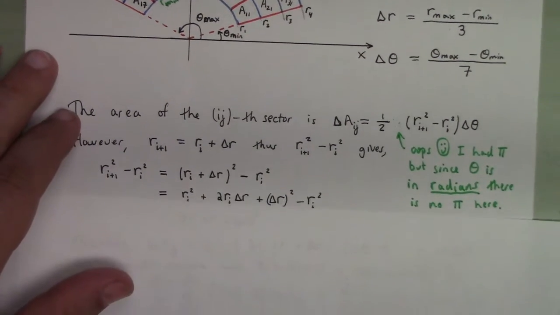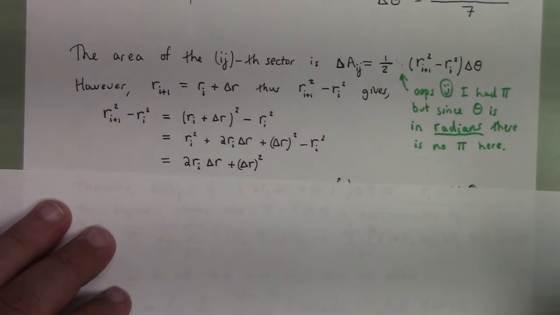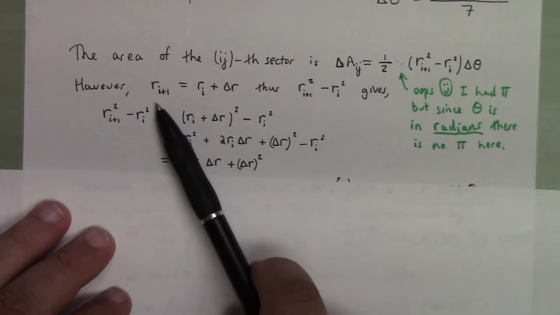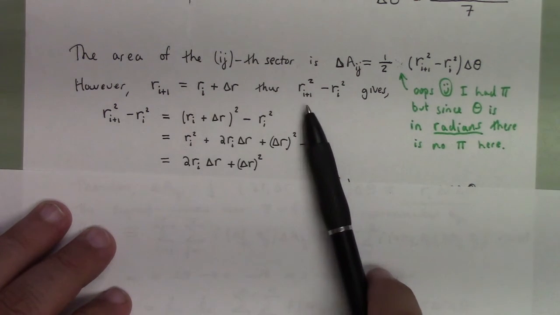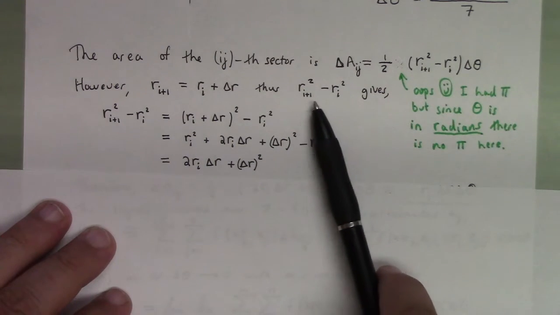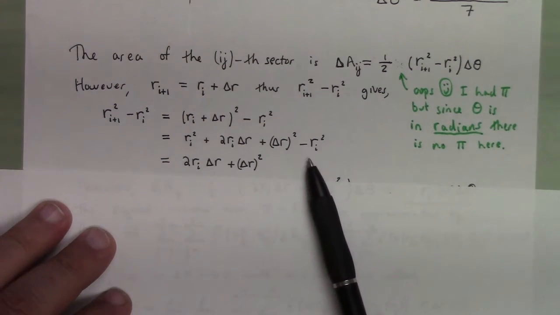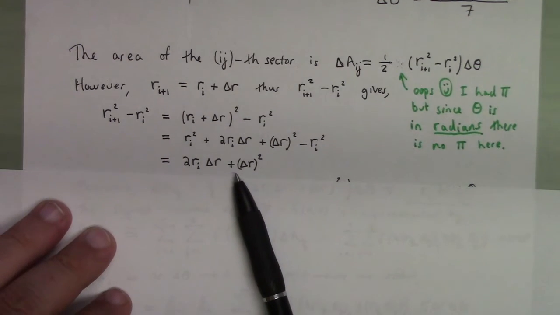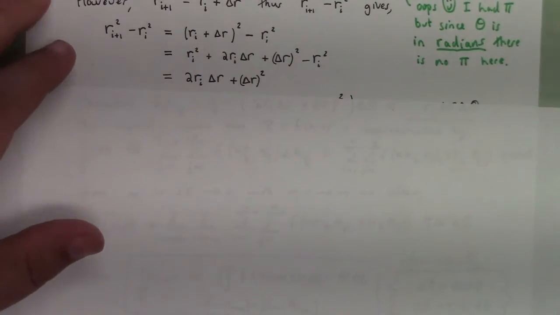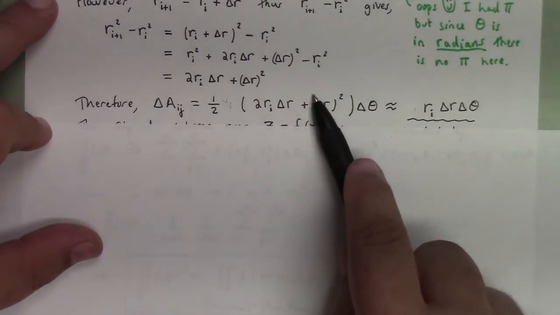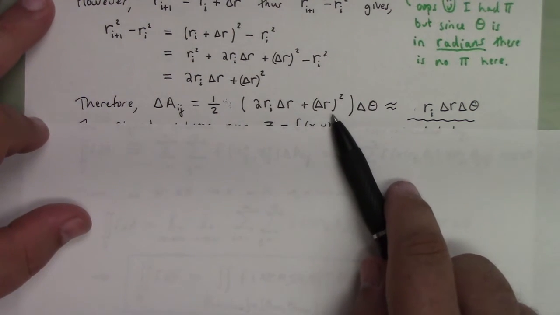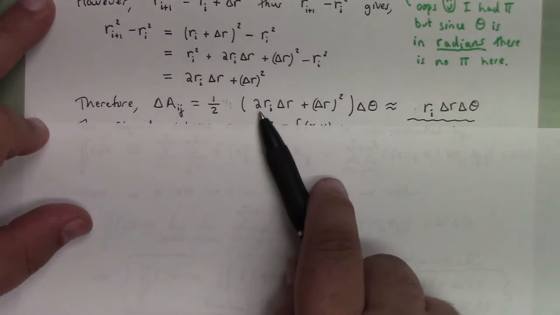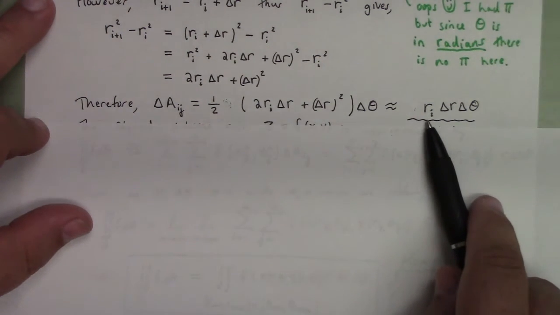But anyway, R sub i plus 1 is R sub i plus delta R. And so when we calculate the difference in these, it gives us this expression, right? And that gives me 2 R_i delta R plus delta R squared. And so to a pretty good approximation, we could just drop this delta R squared, since it's going to be pretty small, like third order small. And we'll just have 1/2 times 2 giving me just R_i delta R delta theta.